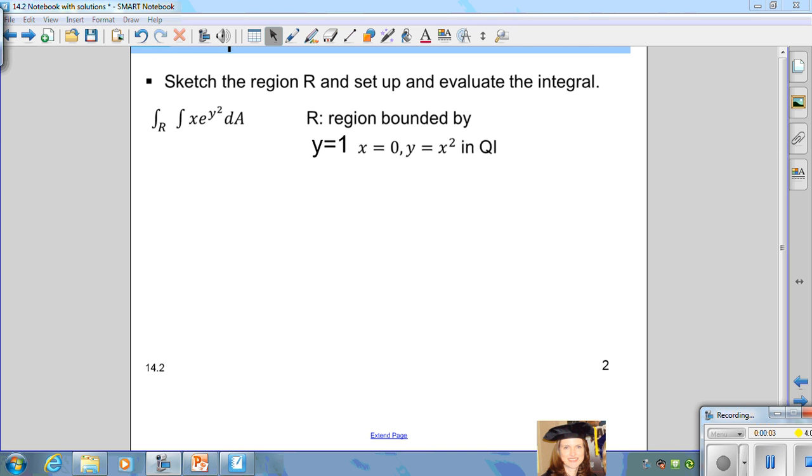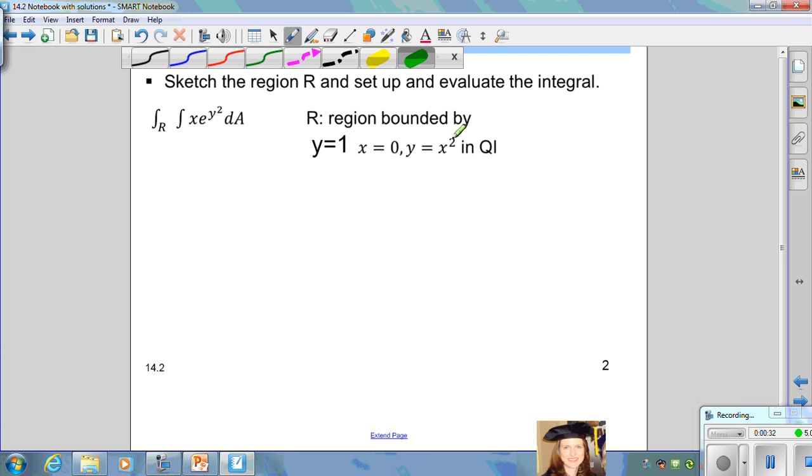For this example, we're going to sketch the region R and set up and evaluate the integral. This is a double integral. R is the region of x e to the y squared times your differential area, dA. So it's important for us to be able to sketch the region and determine whether to draw vertical or horizontal rectangles. And we're going to replace that differential area dA with dy dx or dx dy.